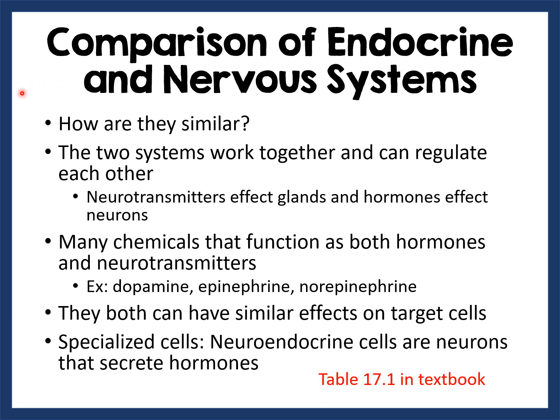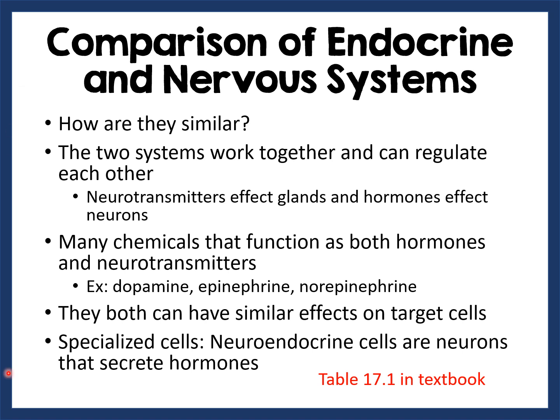The nervous system and the endocrine system work together to help maintain homeostasis in the body, and they have some similarities. These two systems can actually regulate each other. The neurotransmitters that are released from the nervous system will have an effect on glands and the hormones that they secrete. And then in turn, those hormones can have an effect on neurons.